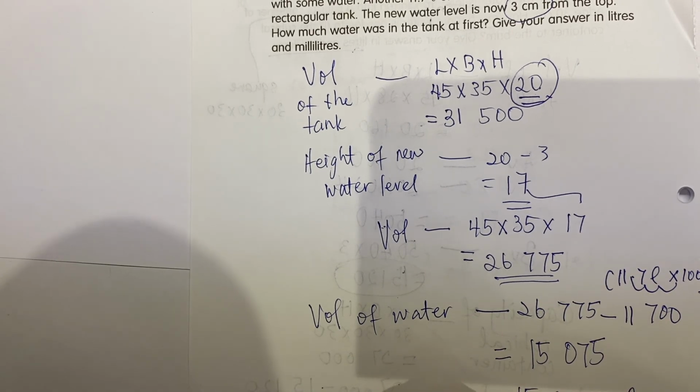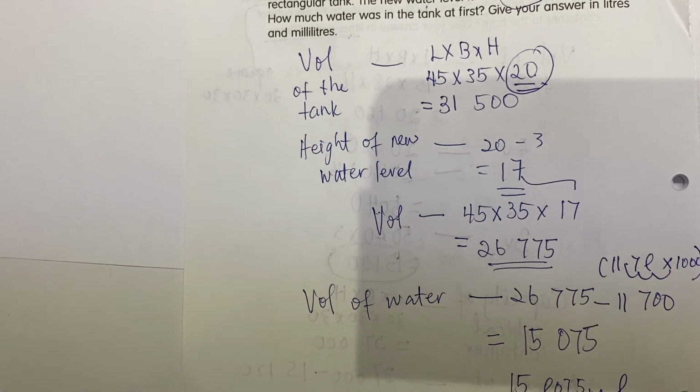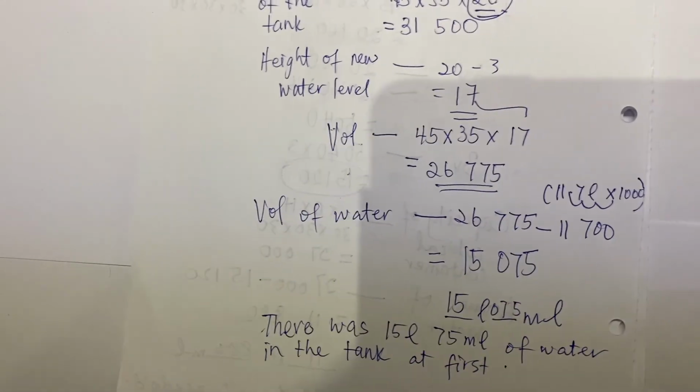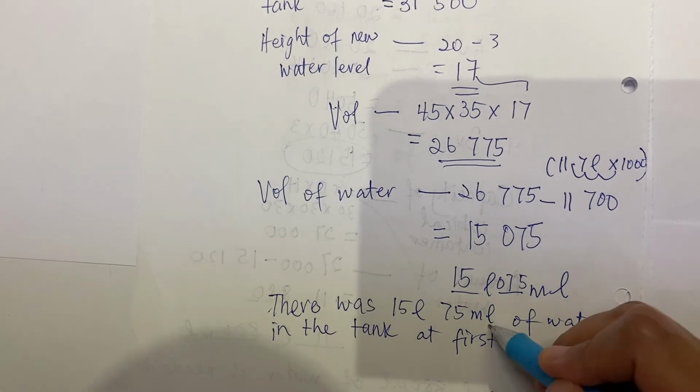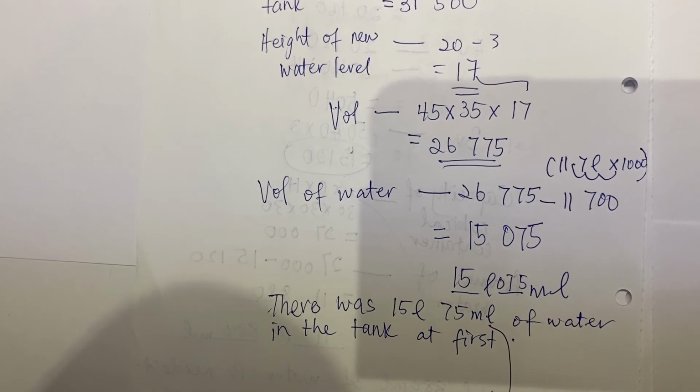So how much water in the tank at first? So there was 15 liter, 75 ml of water in the tank at first. And that's your answer. Okay, everyone. So this one here is 15 liter, 75 ml. Right.